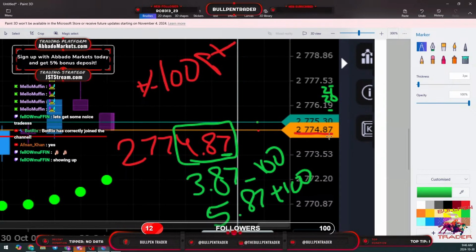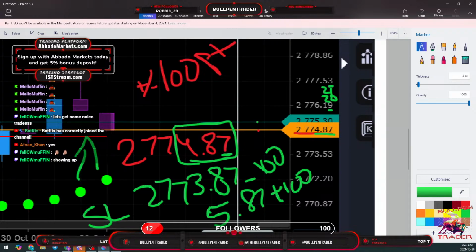So with gold, you're just changing the last three digits. Just the last three digits. So from 2774.87, let's say you do a buy trade, right? Your stop loss will be at 277.387, and your TP will be at 277.587. All right, that makes sense.